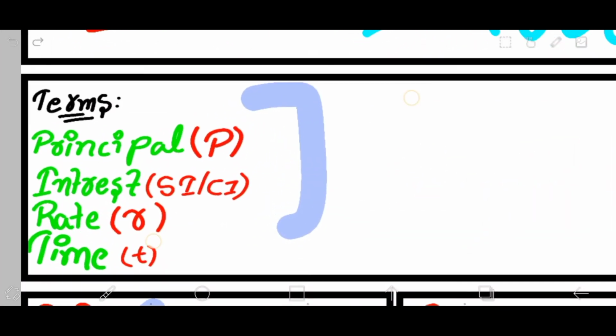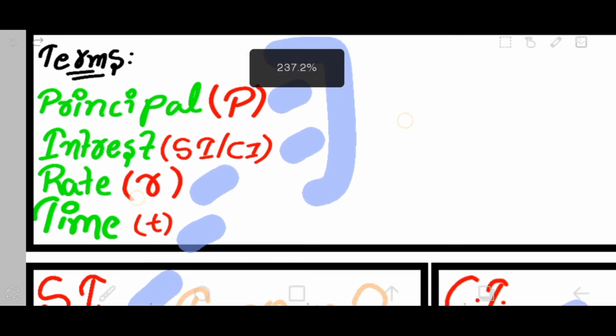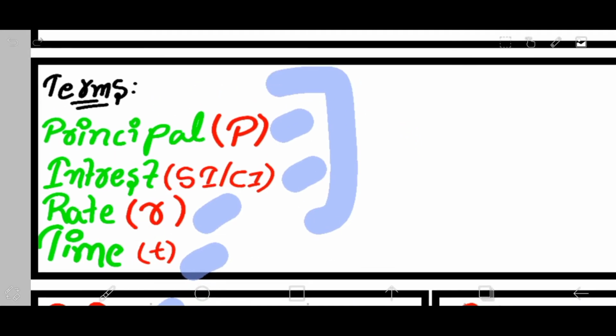So let's start. Here are the terms: principal, interest, rate, time. Principal is the actual base amount on which the interest is calculated. I hope I'm clear with it. Here comes the interest. Interest is the extra amount, whether it's SI or CI. It's the extra amount which you have to pay on the basis of the principal which you have borrowed or given to someone. If you have given it, then obviously you'll be collecting that extra amount in the form of interest.